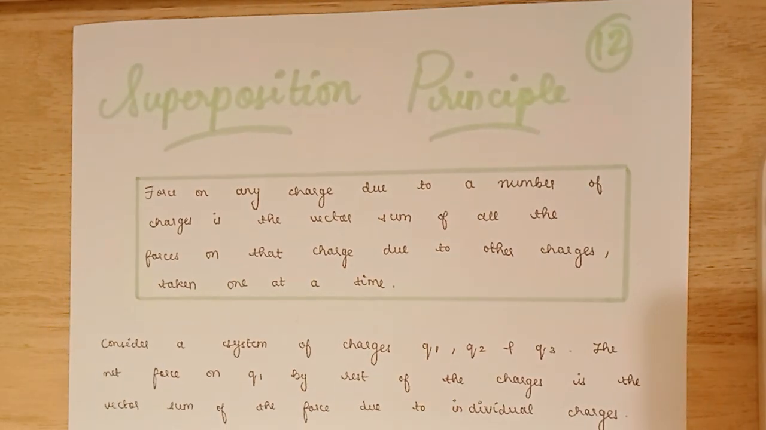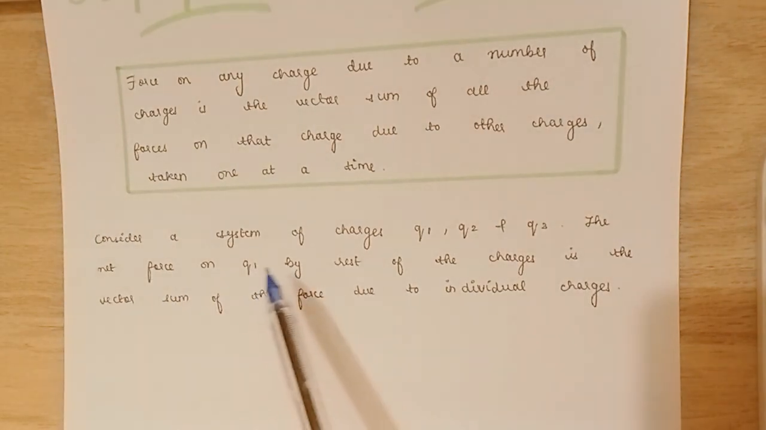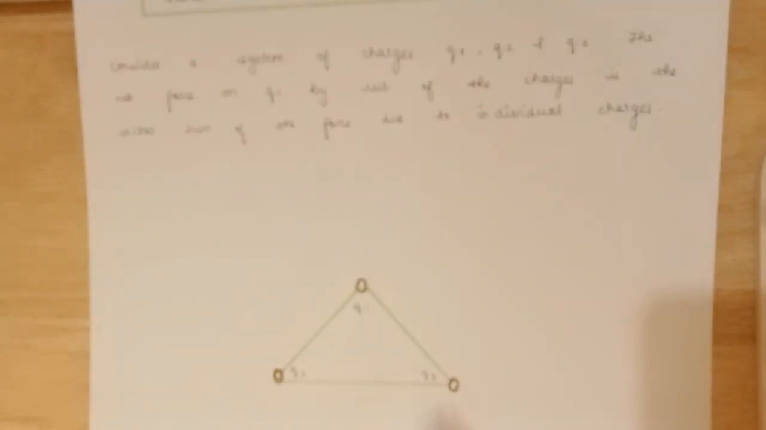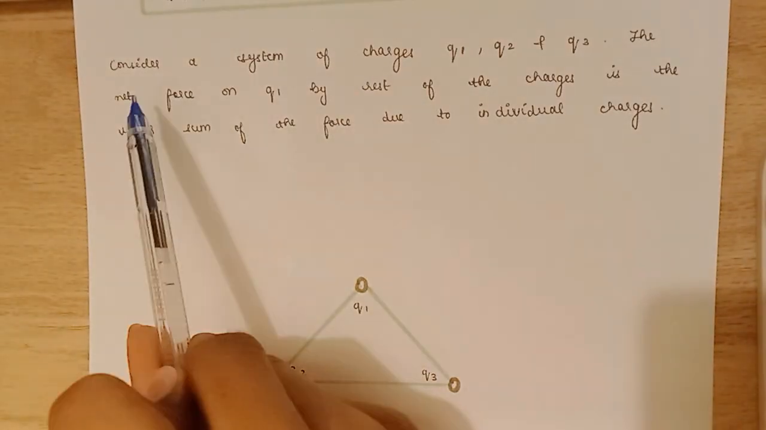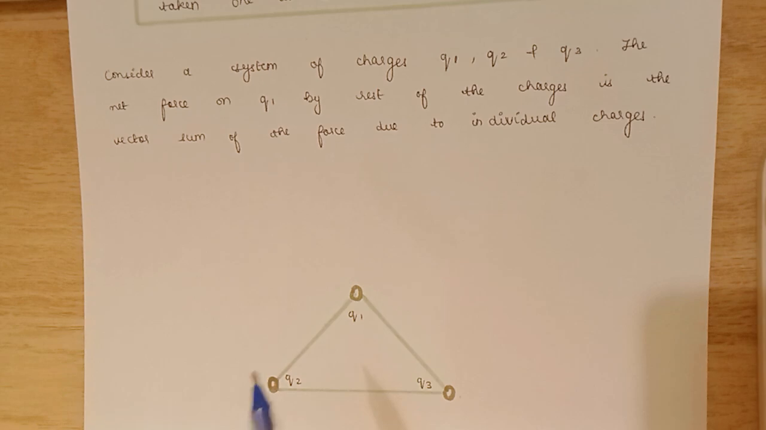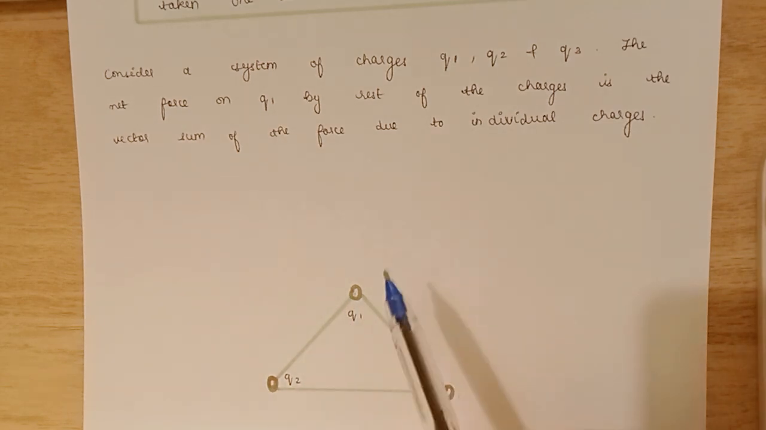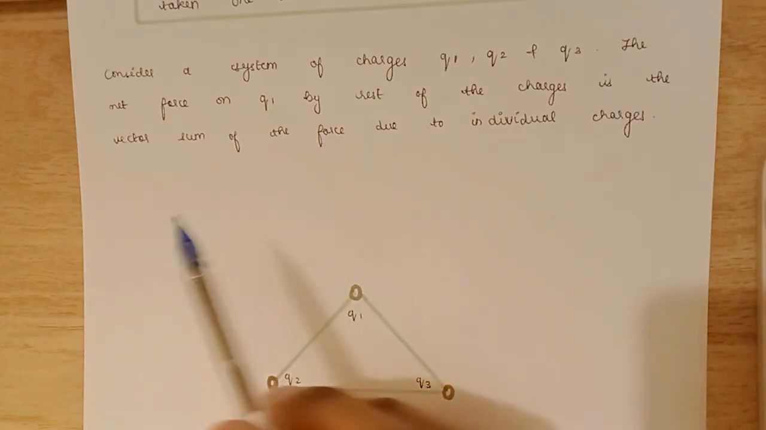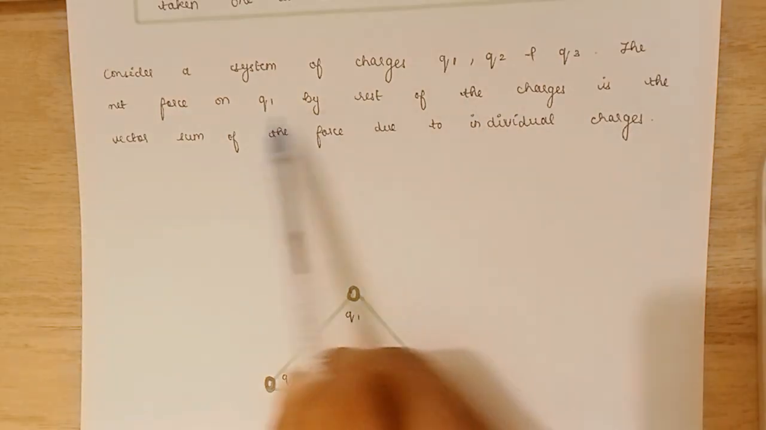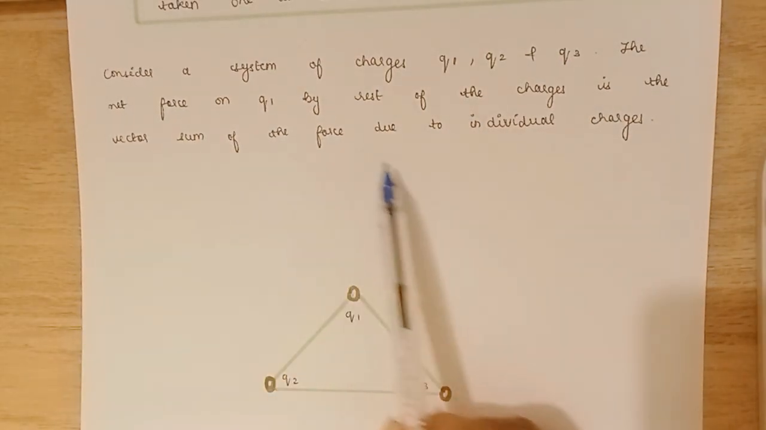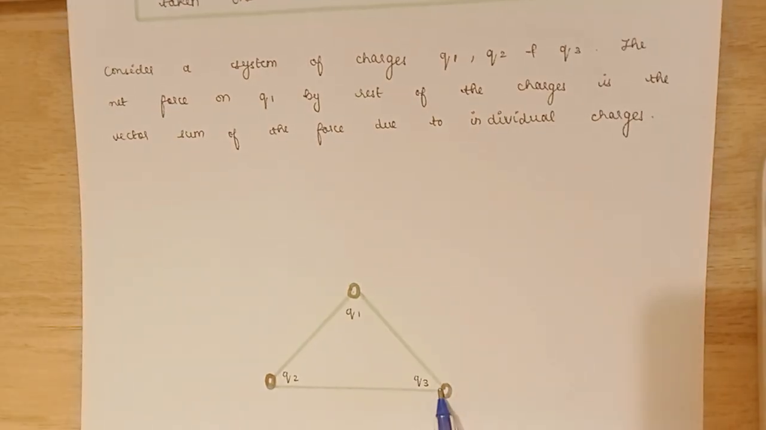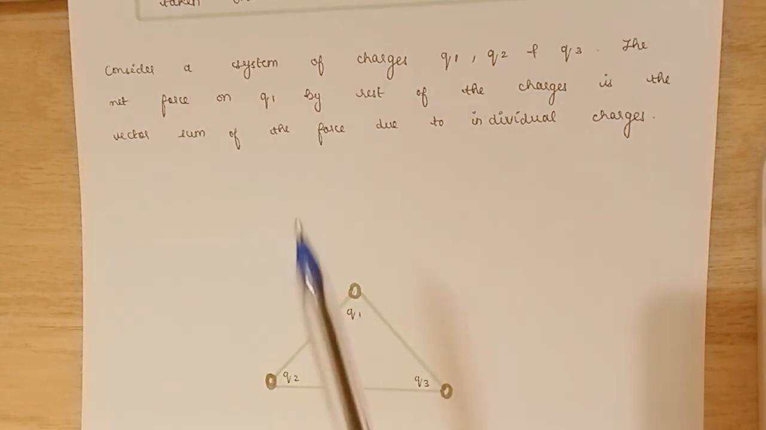Okay, so how do you understand this principle? Firstly, you consider a system of charges Q1, Q2 and Q3. Then the net force on Q1 by the rest of the charges is the vector sum. So what is a vector sum? Vector sum is basically the resultant. When you add two vectors, the resultant is the vector sum. So the net force is the vector sum of the force due to the individual charges. So the force from Q2 and Q3 on Q1 is what this principle is all about.